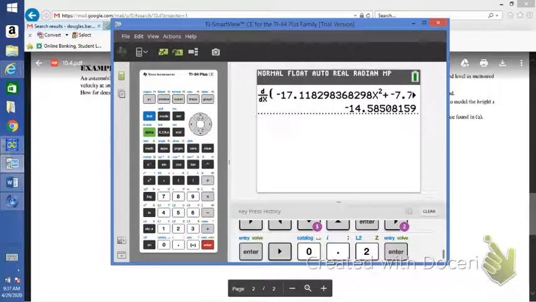So again, approximately the speed's about negative 14.585 feet per second at t equaling 0.2.